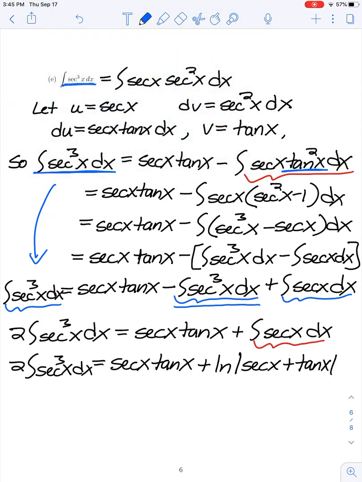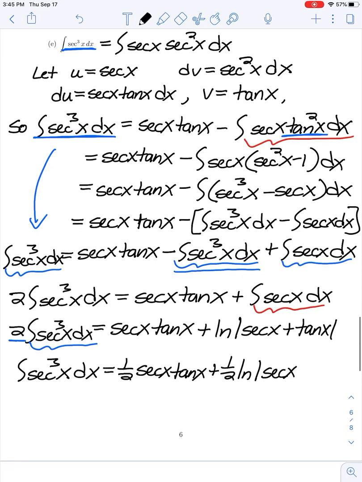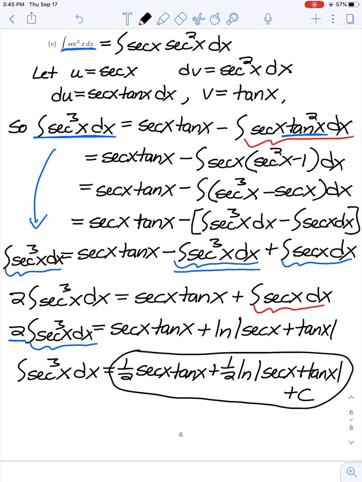So in my last step, in order to solve for this integral that I want, I need to get rid of the factor of 2 in front of it. So dividing both sides by 2, I find that the integral of secant x cubed dx is 1/2 of secant x times tangent x plus 1/2 of the natural log of absolute value secant x plus tangent x plus c. This was an indefinite integral, so at the end I can't forget to include my constant of integration.